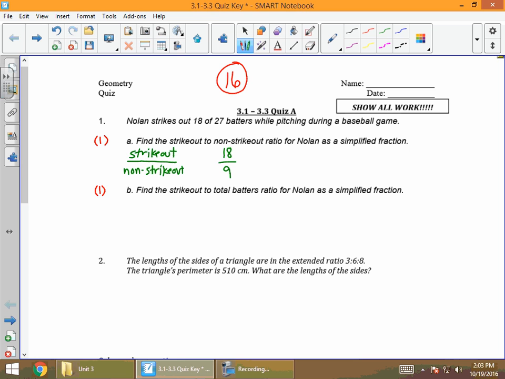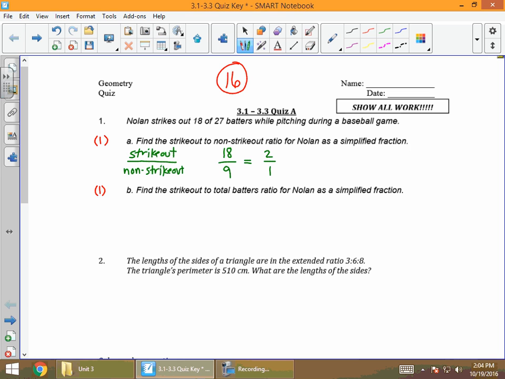And I have to write this as a simplified fraction. So this simplifies down to 2 to 1. Now that is not the number 2. Please understand that when you're doing these ratios, that division symbol means the word "to" in a ratio. So this is 2 to 1. Make sure you leave that 1 there.